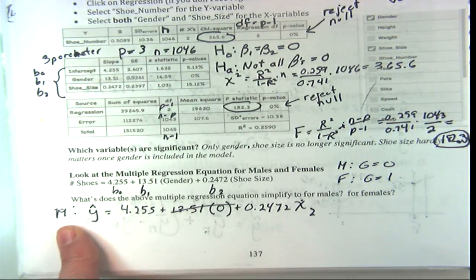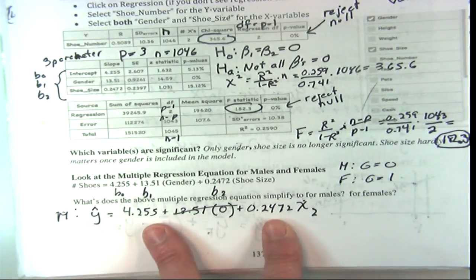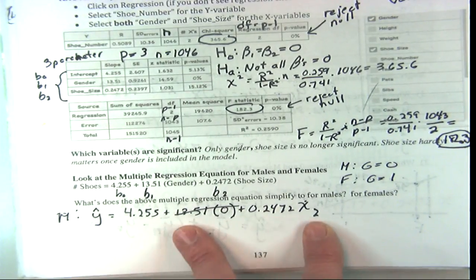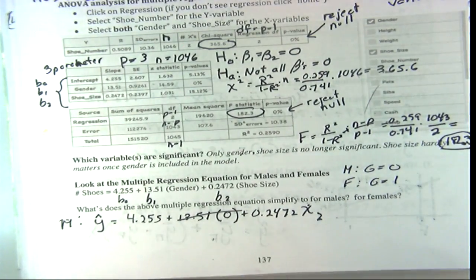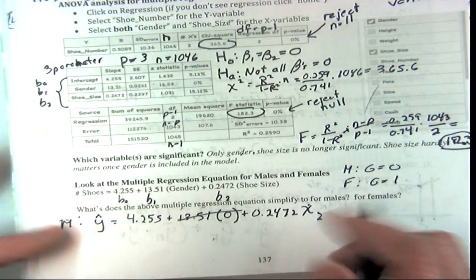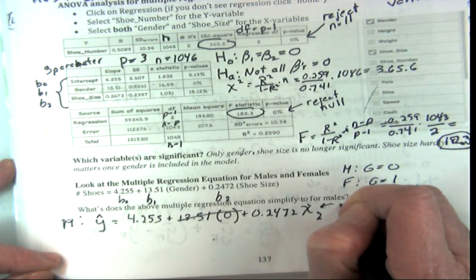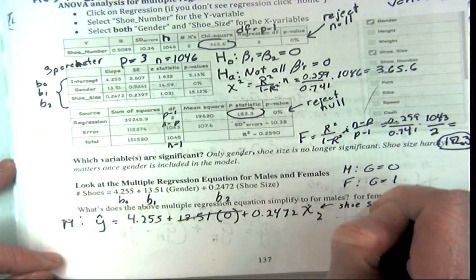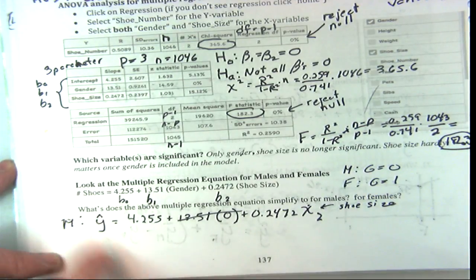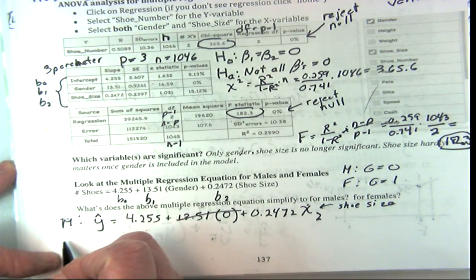Now once we stratified it, it's just males. There is no gender variable. So we just have this. Okay? And X2 is shoe size, and Y is the pairs of shoes. So we'll do the same for females.